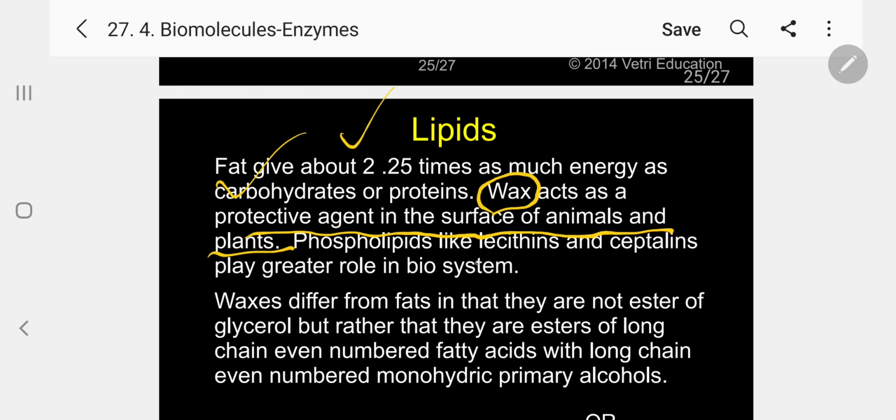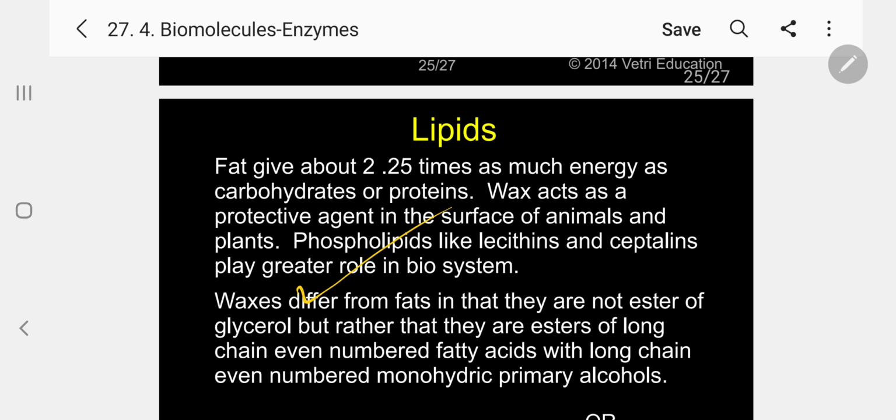Phospholipids like lecithin and cephalin play a greater role in the biosystem. Please follow. You can ask me, what is wax? It's very, very simple. It is also an ester. Waxes differ from fat. Fat is esters of glycerol with higher fatty acids. It may be the same or different, but normally in our body, all three acids are different. That's why we call it a triglyceride.